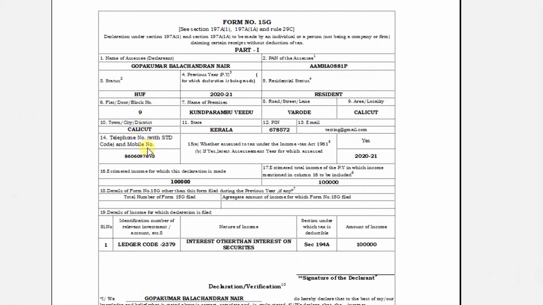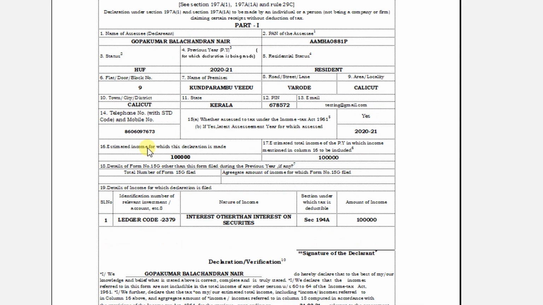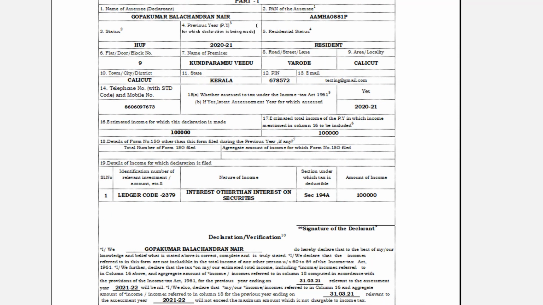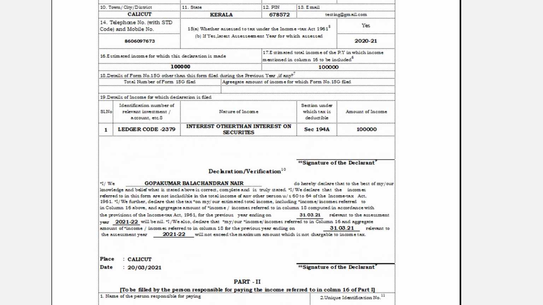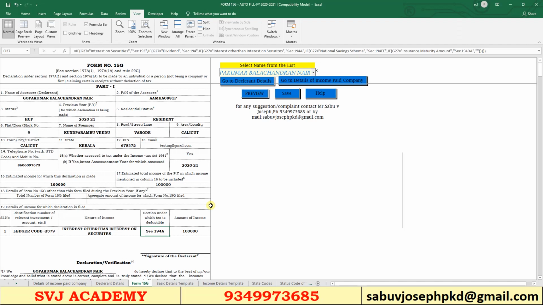Now this is the printed format. We have to get this declaration signed by the declarant and also by the establishment. So Form 15G is ready within a fraction of seconds. I think this will be very useful for small business concerns and individuals.